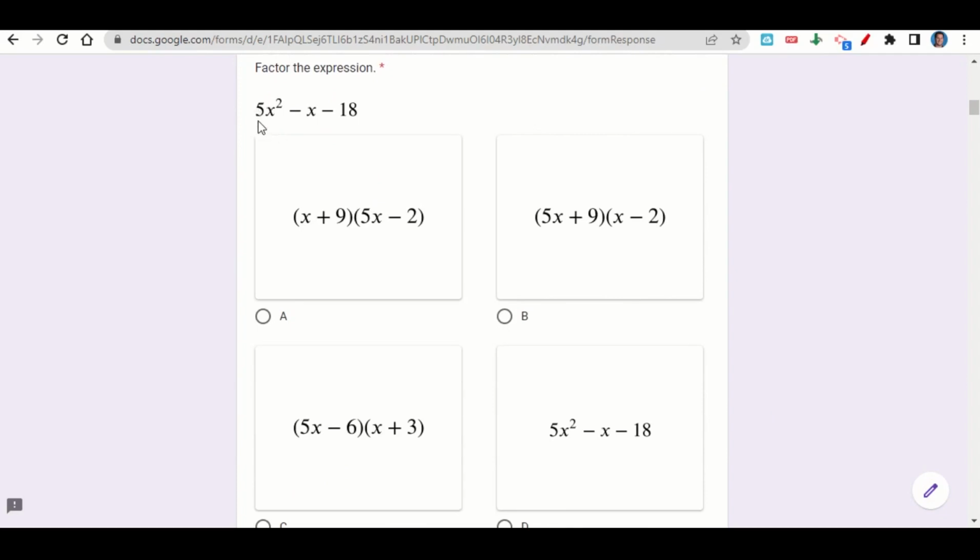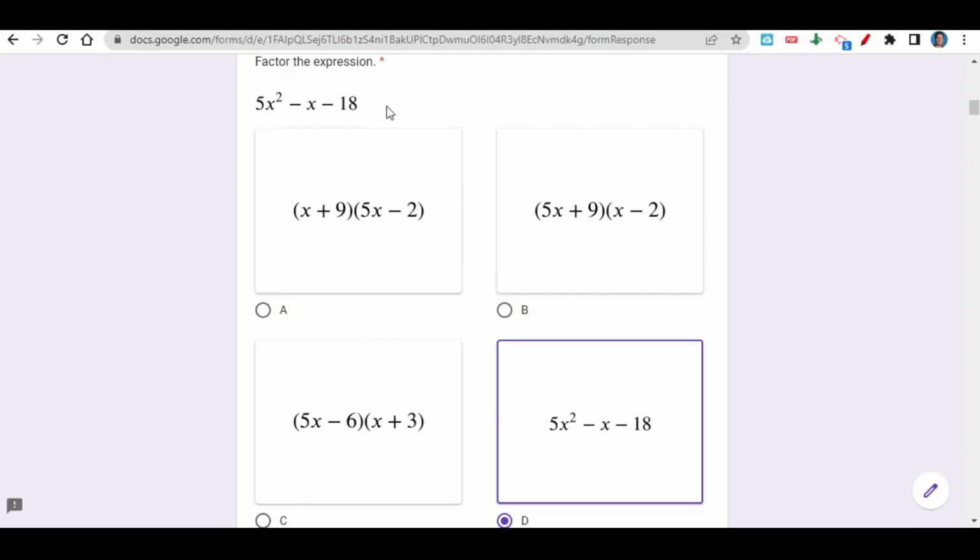Well, we know that we're going to have a 5x and an x to get 5x squared. So we should end up with a 5x and an x. So it could be one of these three. And then we need two numbers that multiply to get negative 18. So we have, for instance, 9 and 2 or 6 and 3. So all of these are possibilities. But when we do that, we get 5 times 3 is 15 minus 6 is 9, which is not negative 1x. So that one's out, so it can't be this one.